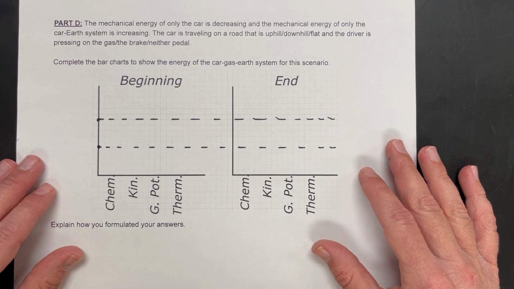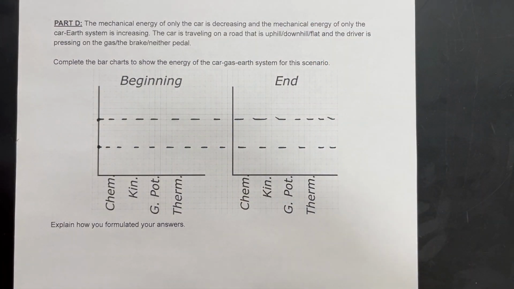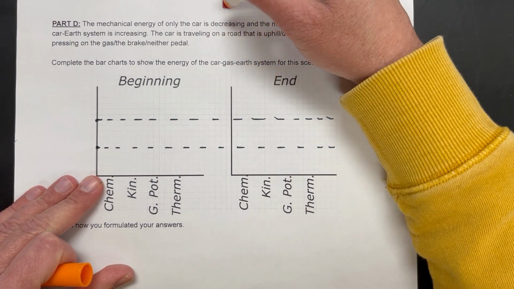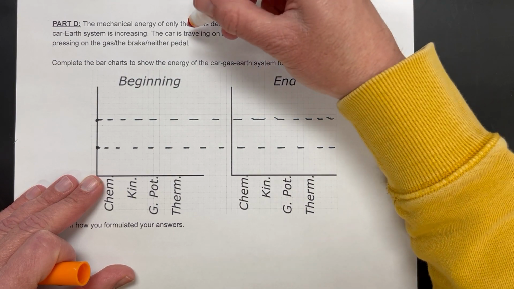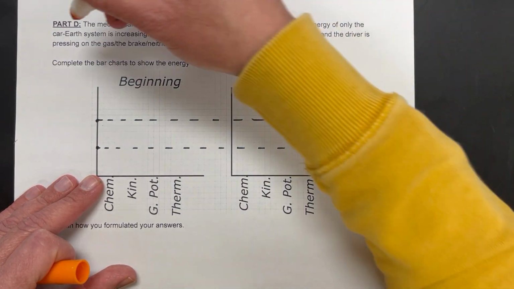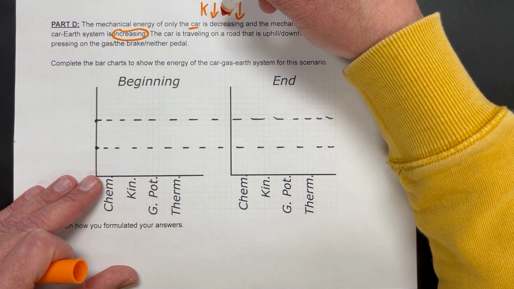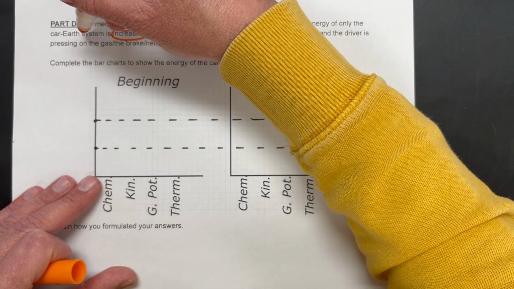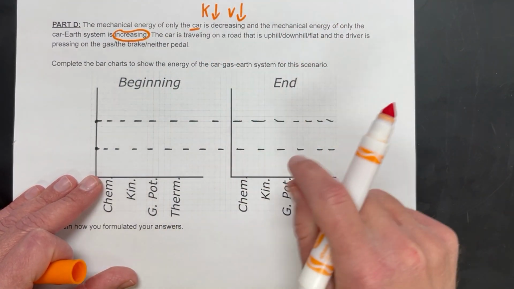Okay, last one here. So now in this situation, again, they're going to tell us about the energy. We tell them about what the car is doing. So the mechanical energy of only the car is decreasing. That means kinetic energy is going down. That means velocity is going down because the car by itself can only have kinetic energy. The mechanical energy of the car-Earth system is increasing. So even though our kinetic energy is decreasing, our car-Earth system's mechanical energy is going up. So we must be getting a bunch of gravitational potential energy by going up the road.